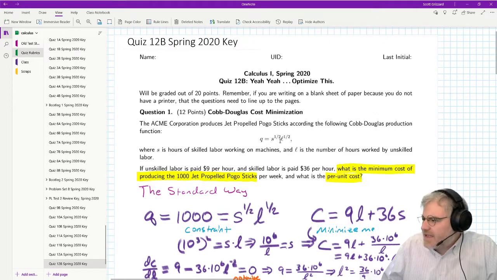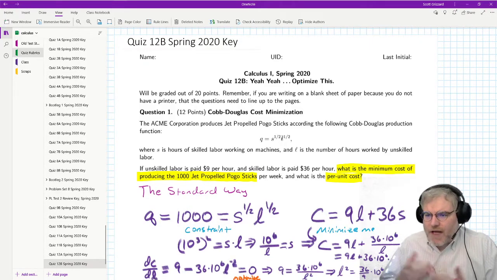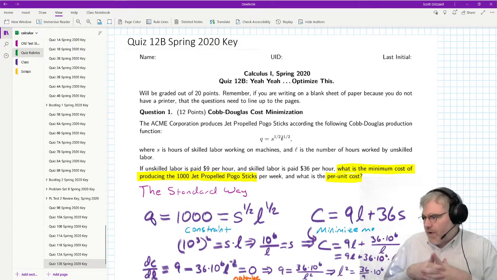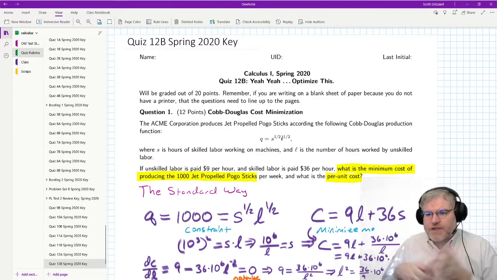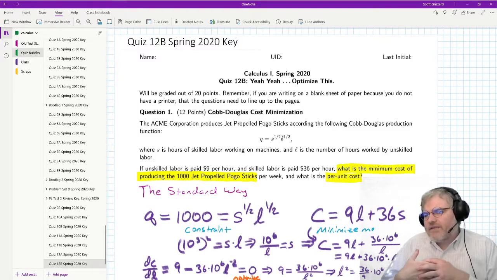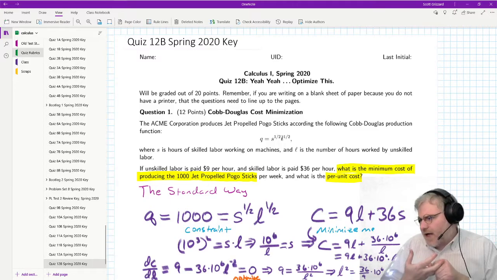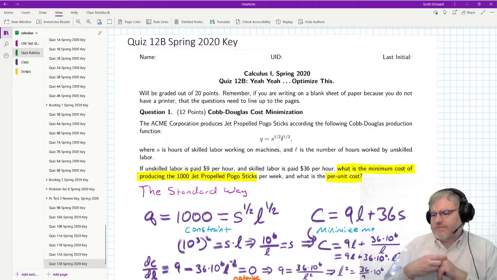It's got these things, S times L, each to the 1/2. This is kind of a standard sort of production function. My corporation's producing jet-propelled pogo sticks. It's got a nice little function. Don't worry about the word Cobb-Douglas. S is hours of skilled labor working on machines, and L is the number of hours worked by unskilled labor. So if unskilled labor is $9 an hour and skilled labor is paid $36 an hour, what's the cheapest way to produce 100 jet-propelled pogo sticks per week? And what is the per unit cost of that?